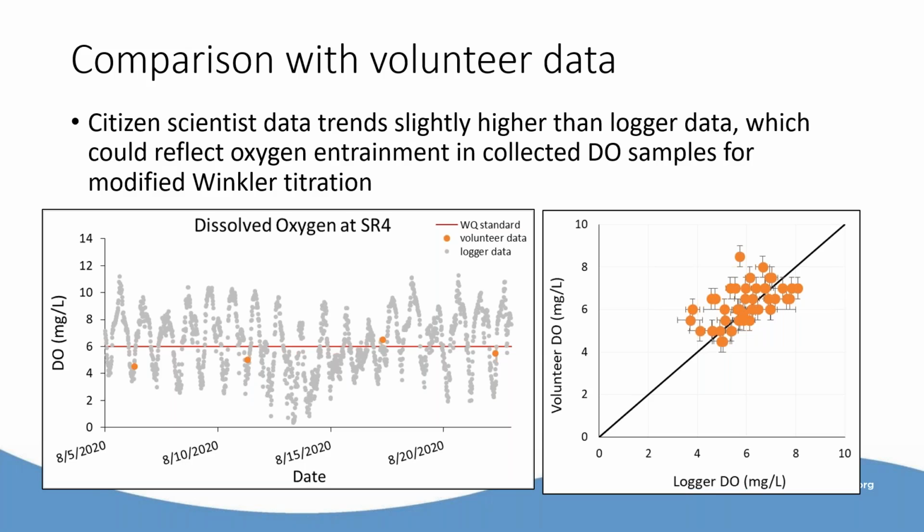Okay, so now I want to focus on this time period here in mid-August, which you can see is between two volunteer sampling points, where the volunteers were near the low, not right at the low, but then there's this really massive low oxygen event that is missed.